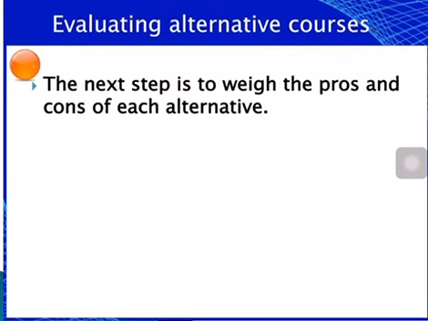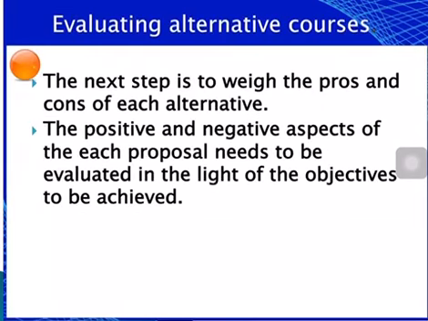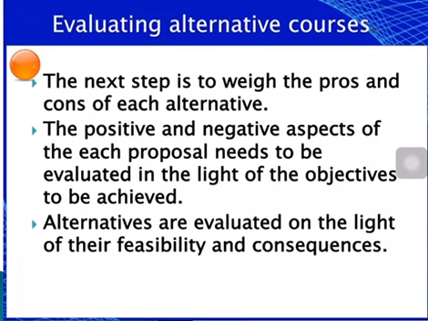How can it be evaluated? The next step is to weigh the pros and cons of each alternative. We have to weigh the pros and cons. Pros and cons mean advantages and disadvantages of each alternative. The positive and negative aspects of each proposal need to be evaluated in the light of the objective to be achieved. Alternatives are evaluated in the light of their feasibility and consequences, meaning advantages and limitations. So each alternative should be evaluated, both advantages as well as limitations.